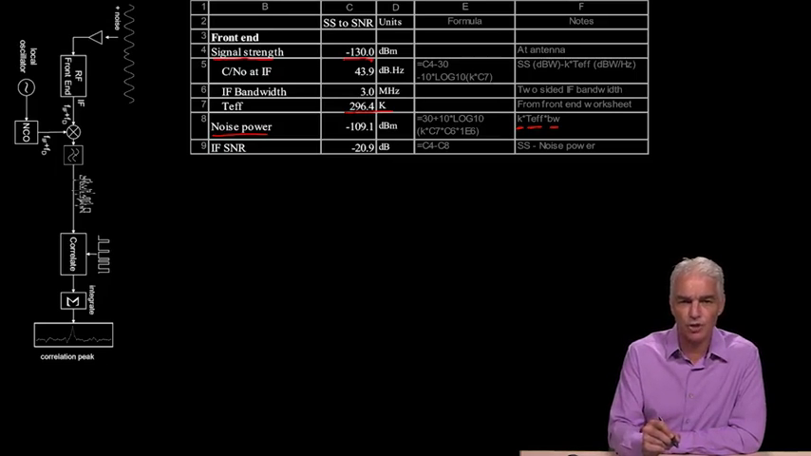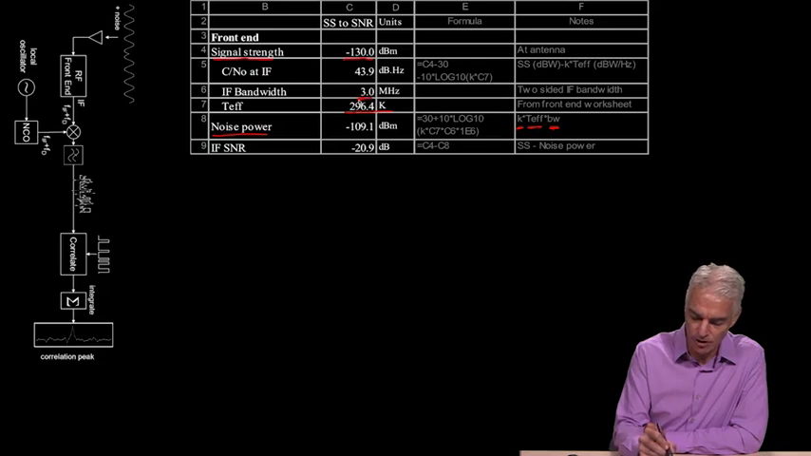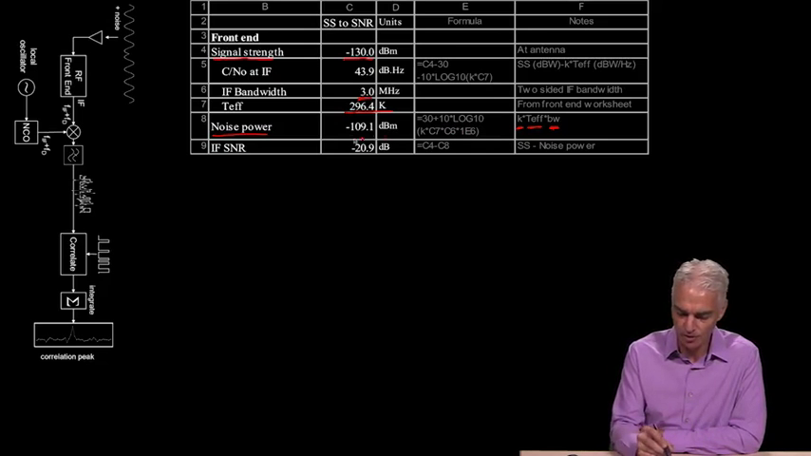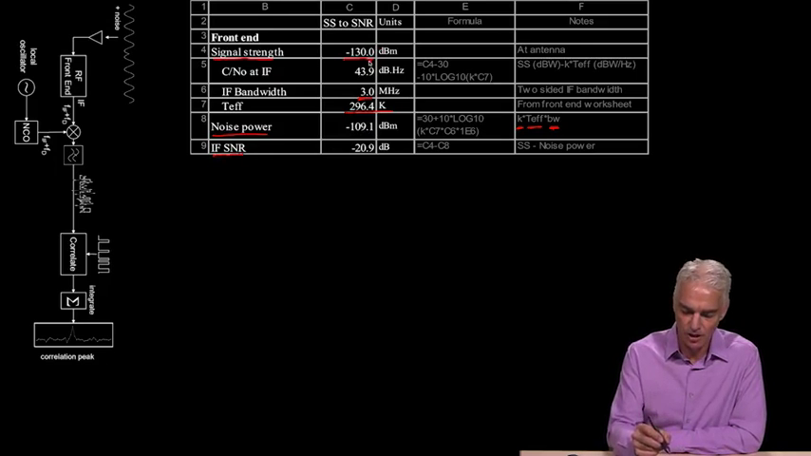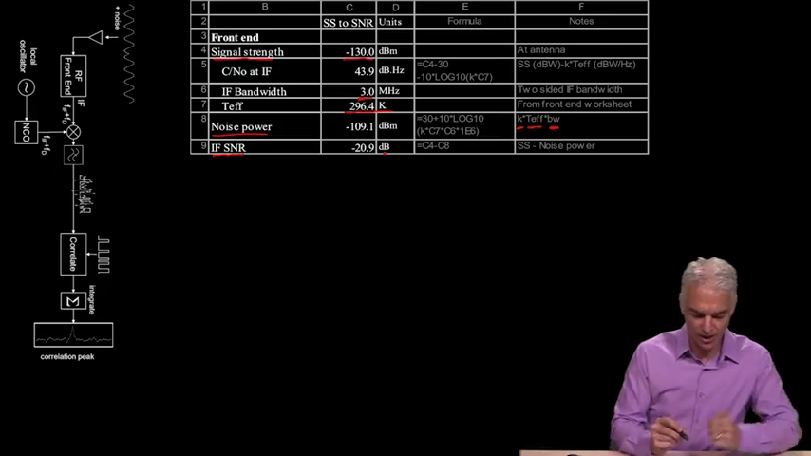And now here is where I'm going to show you some typical values inside a receiver. I just mentioned the bandwidth, 3 megahertz is a typical bandwidth for a consumer GPS receiver. So we put that value there, and that shows up in this term. And so we have our noise power, we have our signal power, and so the signal-to-noise ratio at the intermediate frequencies is just the signal power minus the noise power, and so that comes out to be this value, minus 20 dB.